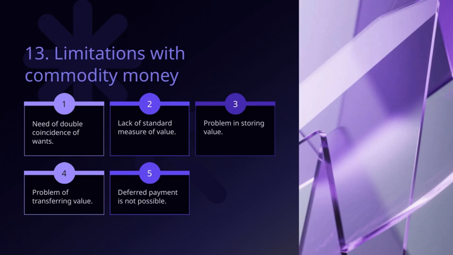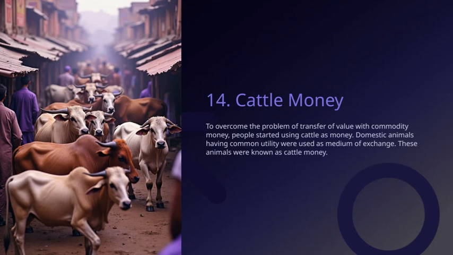So, to solve the problem of transfer of value with commodity money, people began to use cattle as money. You see, domestic animals that had common utility, meaning they were useful in everyday life, were chosen as a medium of exchange. These animals, which served practical purposes like farming or transportation, became known as cattle money. This was an important step in the evolution of money, as it helped facilitate trade and exchange in a way that was more manageable than simple barter or raw commodity money. It highlights how societies adapted their monetary systems based on the resources they had readily available.